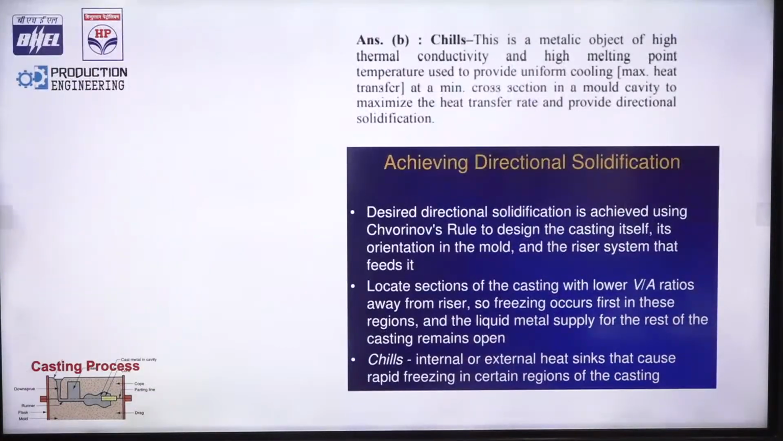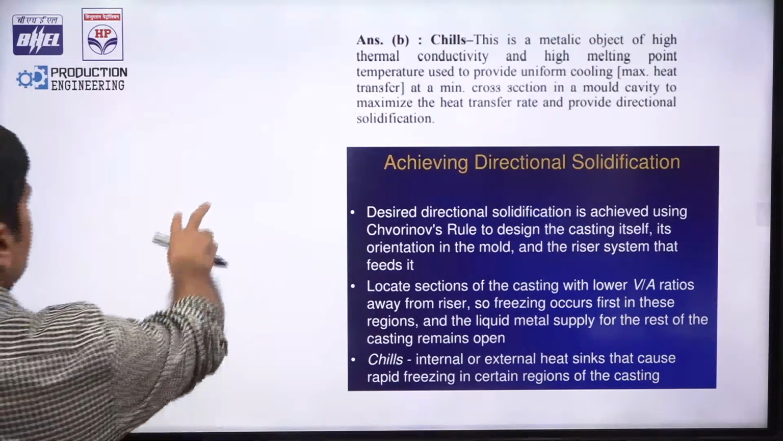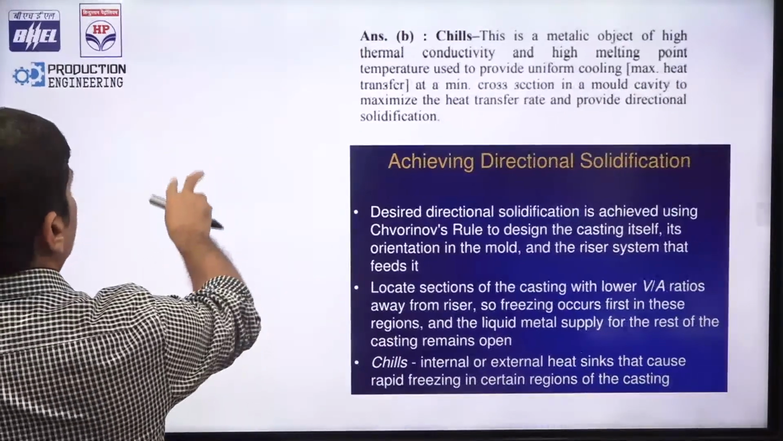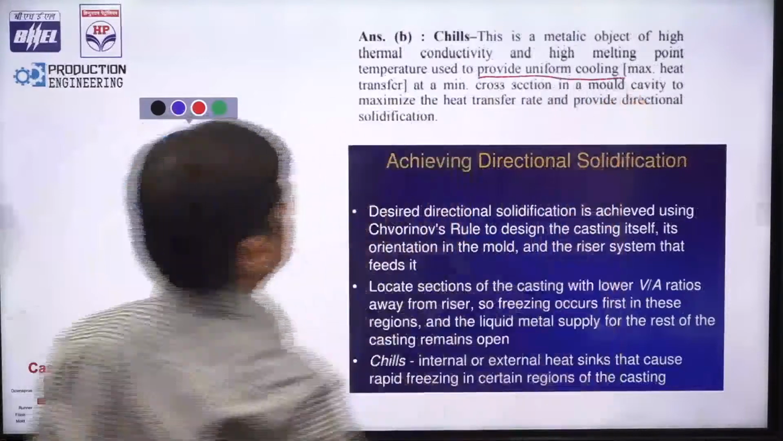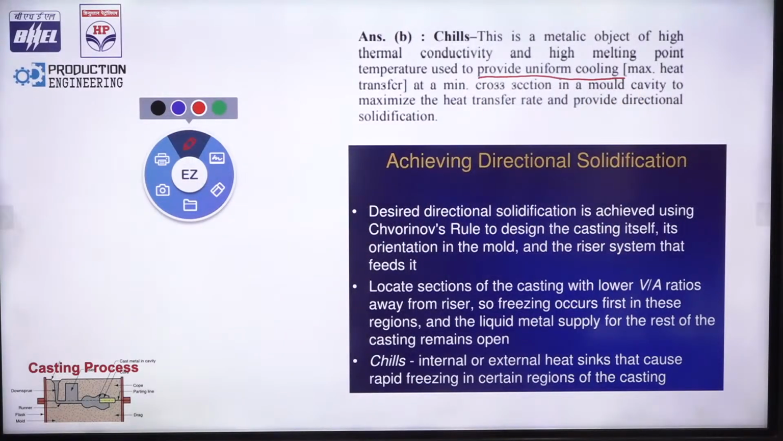So what is directional solidification? Very high thermal conductivity is there and high melting point temperature. A uniform cooling rate is to be obtained. So what you want is a uniform cooling rate. The advantage is that I get a uniform cooling rate and minimum cross section in the mold cavity to maximize the heat transfer.